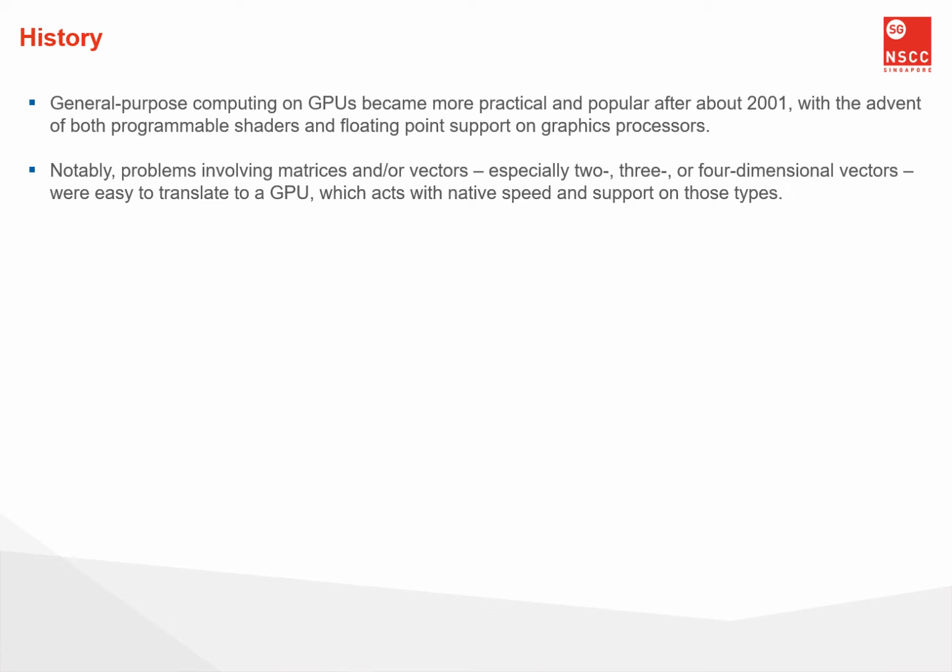This kind of computational pipeline is highly optimized for this type of mathematical computation. The history is that general purpose computing on GPUs became practical and popular after the year 2000 with the advent of programmable shaders. Initially, the shaders were dedicated and baked into the hardware, so you couldn't reprogram them. But with the advent of reprogrammability within the shaders in the GPU pipeline, we can then use it for more general purpose computations. Notably, what it really accelerates are problems involving matrix computations and vectors. Whether it's 1D, 2D, 3D, 4D, or multiple dimensions, this can be translated quite easily into the GPU pipeline, and the speedup is on the order of 10 to 20 times compared with what you can observe on a normal central processing unit.